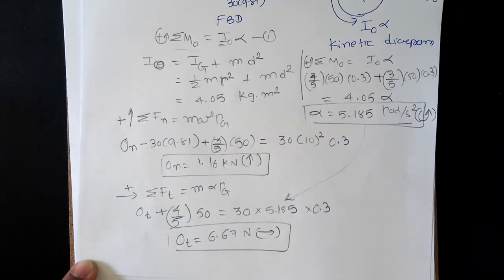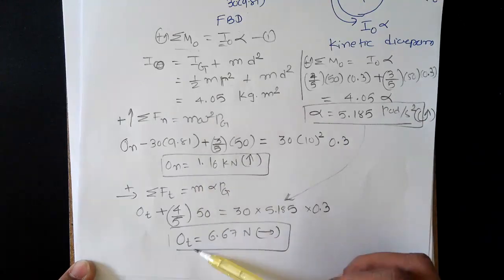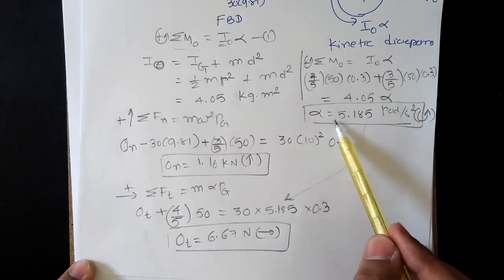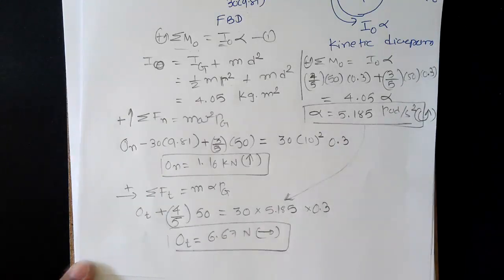Okay, so we have solved for all three unknowns, that is the normal component of the reaction, the tangential component of the reaction, and the angular acceleration of the disk. Okay, so that's the end of the solution.